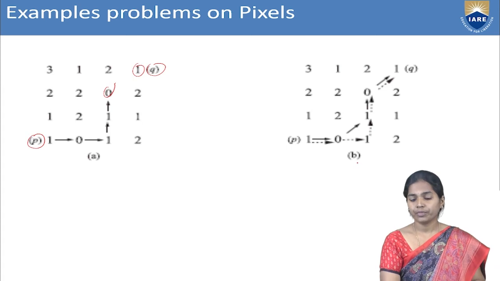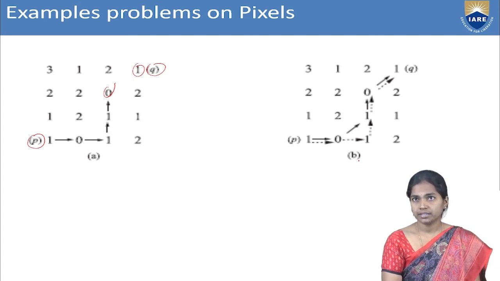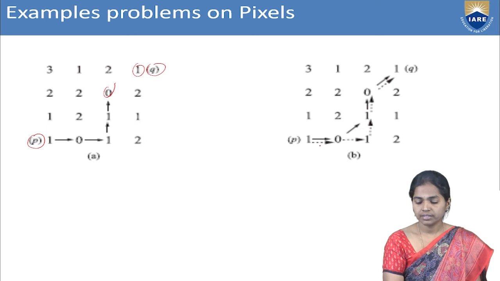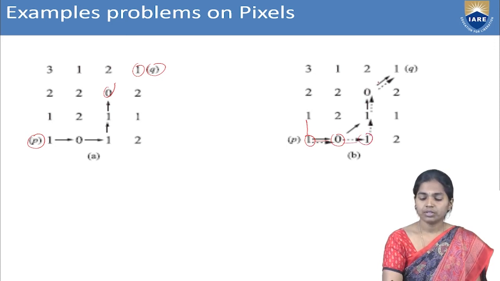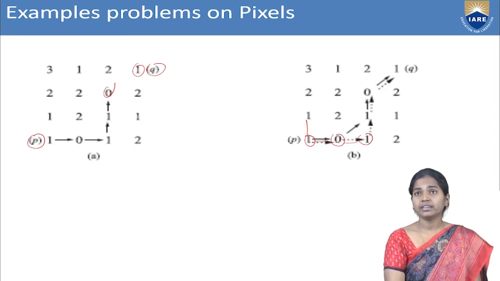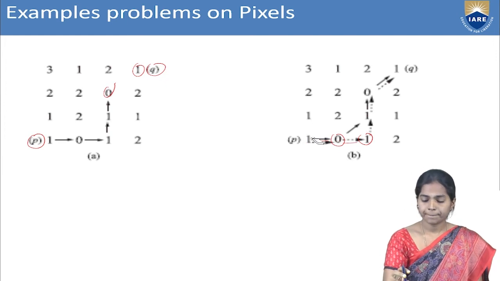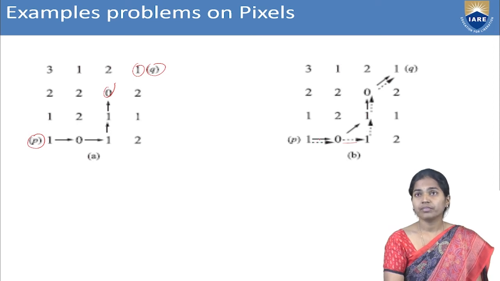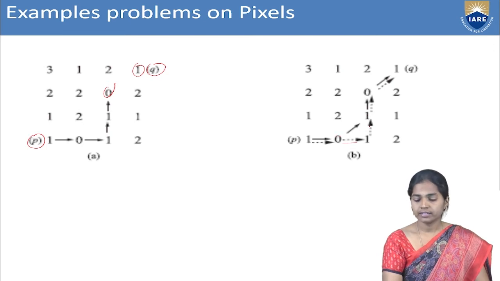So, when we go for 8-adjacency, here in this 8-adjacency, this is 1. And here is this possibility and this one. So this possibility goes 0 to 1, 1 to 1, and 0 from here. So when we go for the straight lines, the straight lines are 8-adjacency here.